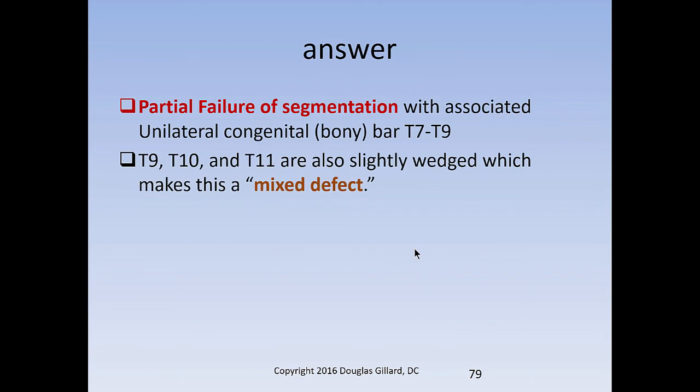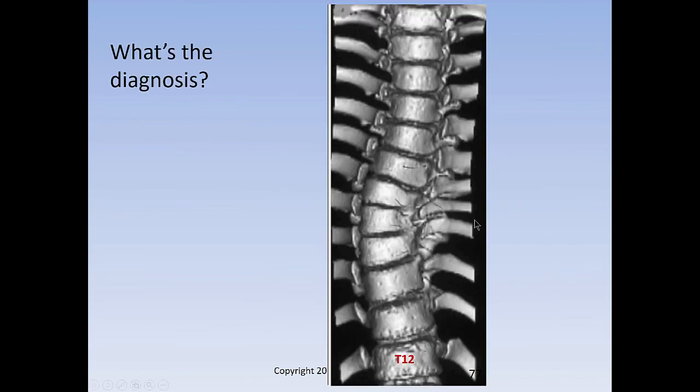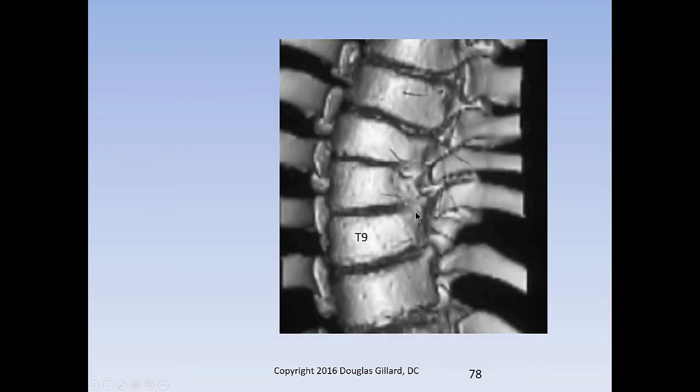There you go. Oh, and whoops, I forgot something. Going too fast here. There are some wedges. This is a wedge, right? So this is a partial failure of formation on top of that. All three of these are really wedges. So this is definitely a mixed type.